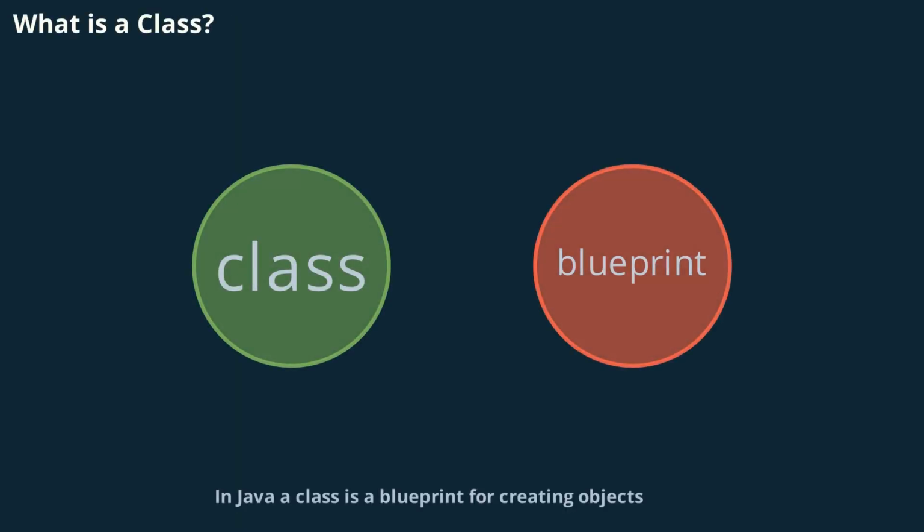In Java, a class is a blueprint for creating objects. It defines the attributes and behaviors that the objects will have. Classes are not real-world entities themselves, but serve as templates for creating objects that represent real-world things.